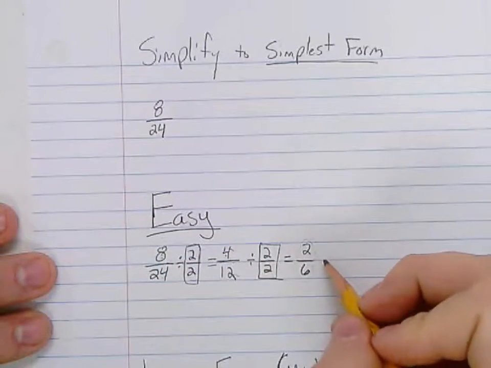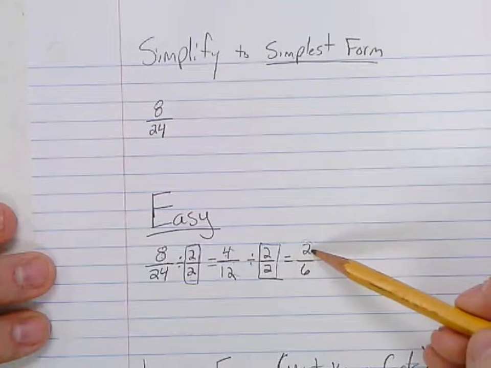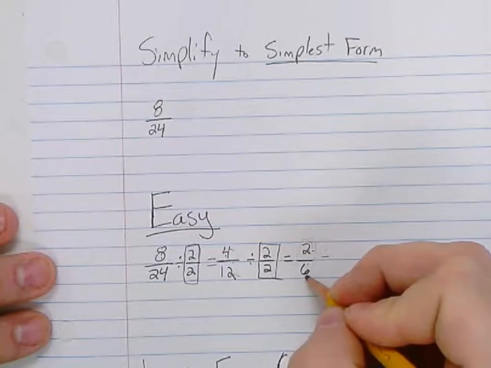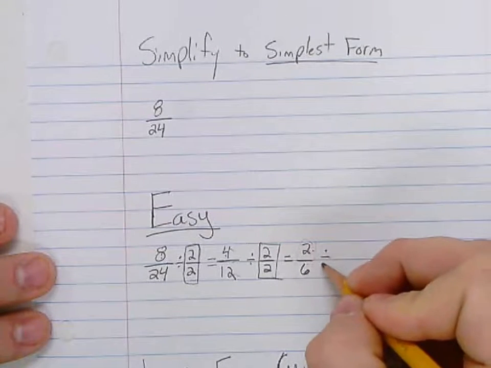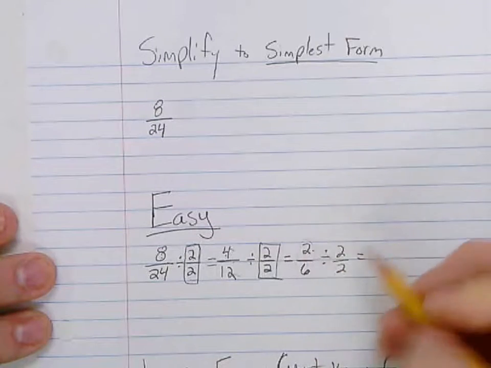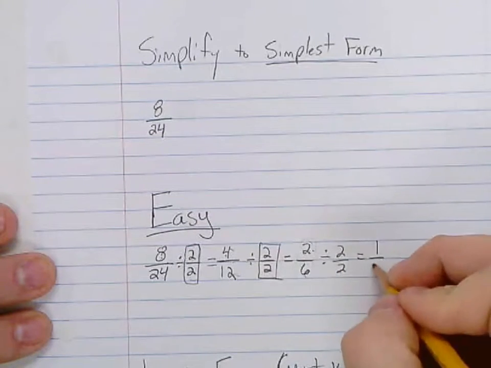Again, I need to make sure that I can't divide by anything. 2, I can only divide 2 by 2. So, can I divide 6 by 2? Yes. So now I need to again divide by 2/2. 2 divided by 2 is 1. 6 divided by 2 is 3.